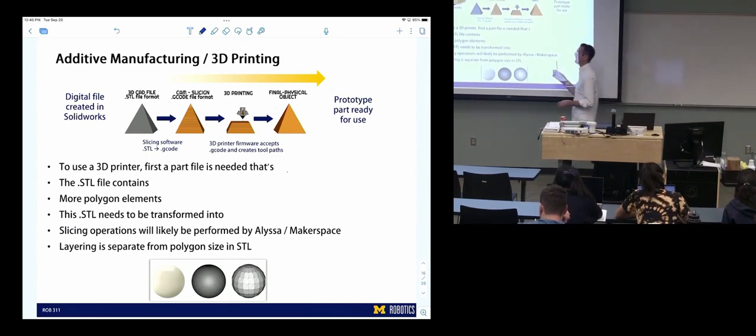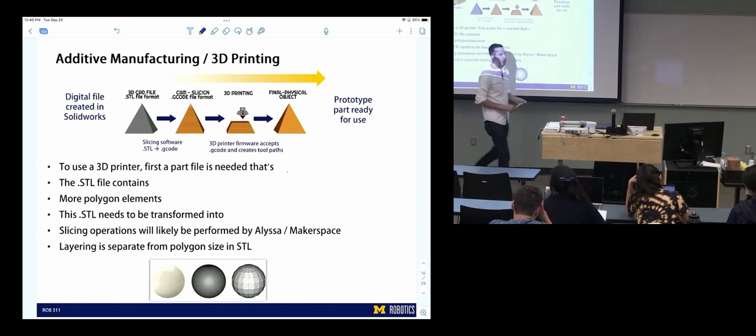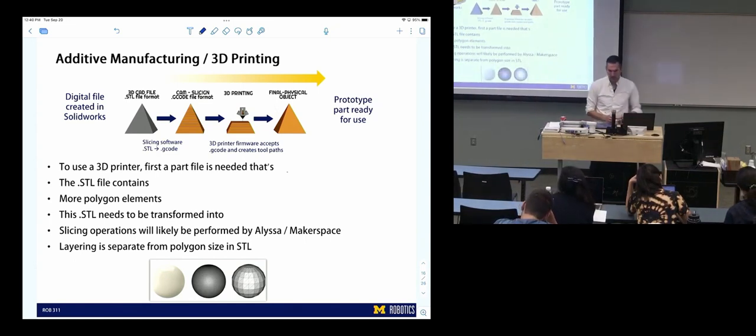What we just talked about is, we have a design, maybe a design in SolidWorks that you're building in your labs. And what we want is a finished physical object. What are the steps that we have to go through to get there? The first step is to create an STL file.